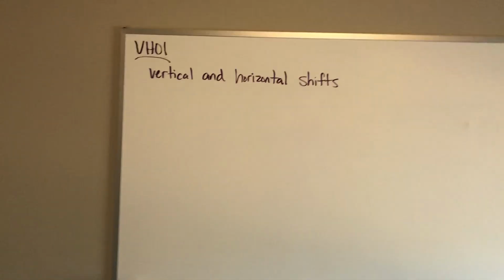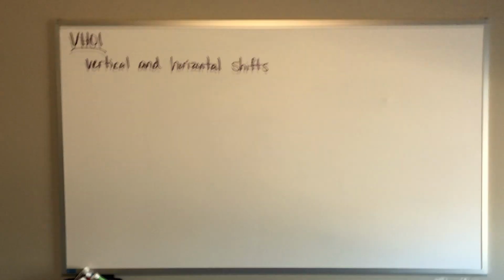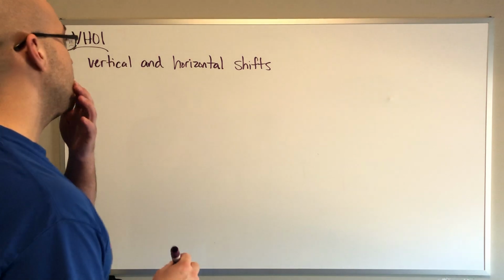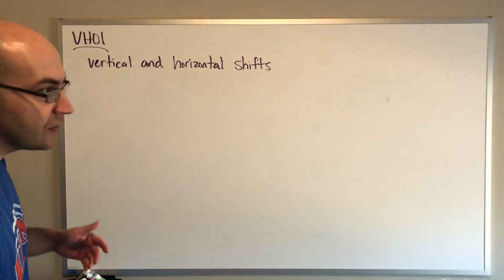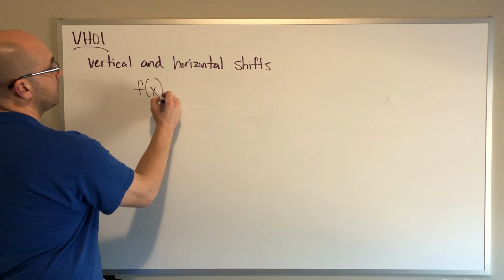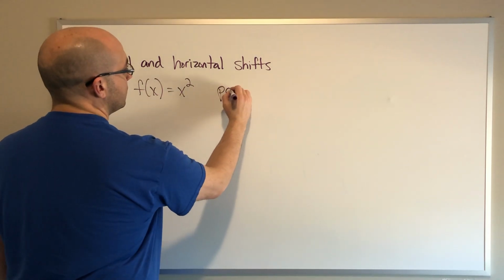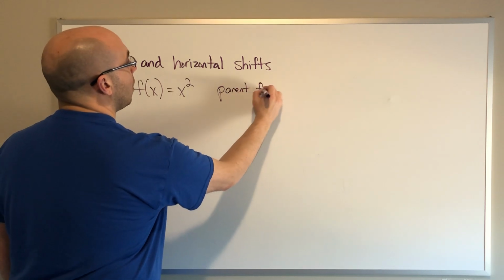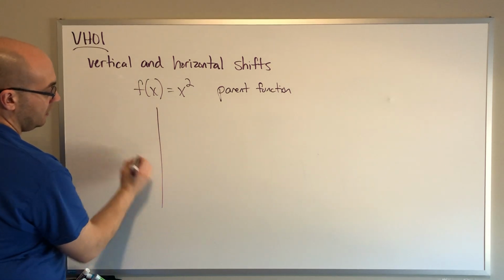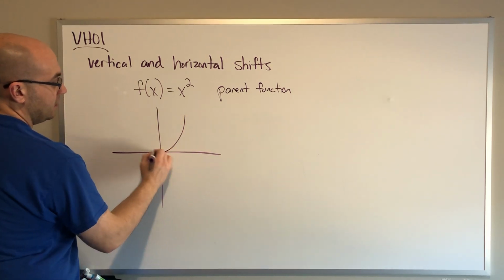So VH01, we're going to start getting into transformations of quadratic functions. Basically, how a transformation affects the look and feel of a quadratic. A couple things that we need to establish first. The function f of x equals x squared is the base function, which is called the parent function. It's where all other quadratics begin from. The vertex is on the origin, and it sprouts out on both sides here.